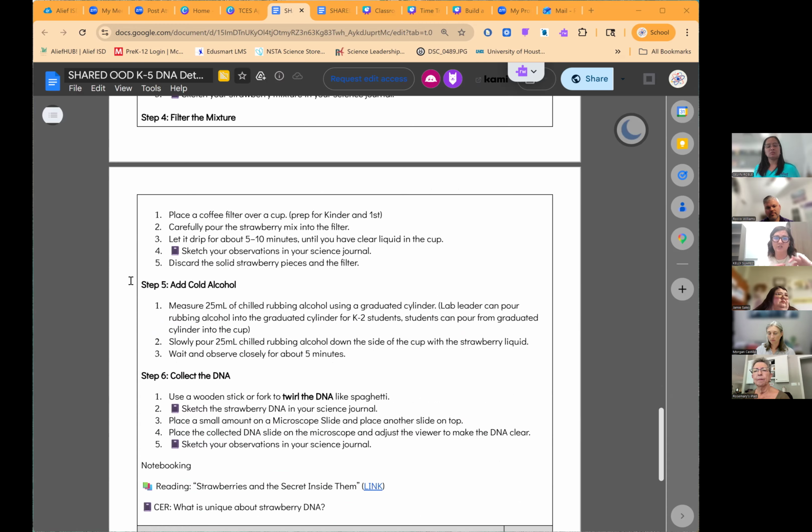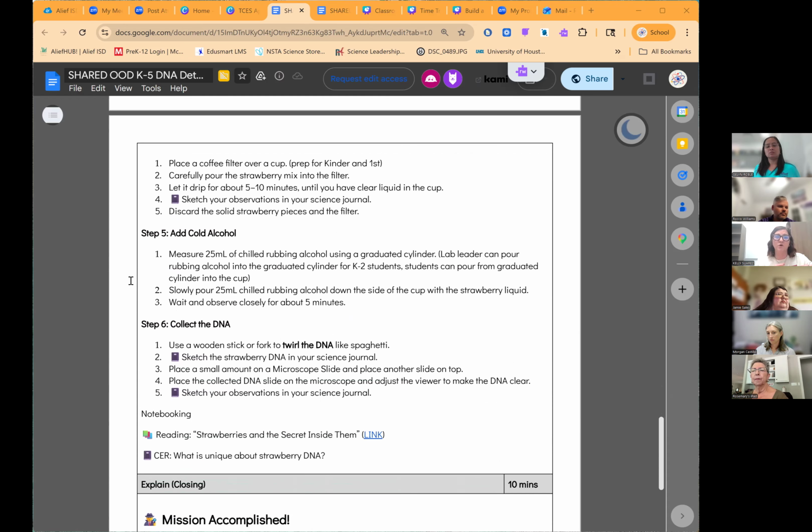And then they will add that cold alcohol. So you will need some place to chill it. A freezer is great right before you use it, for maybe like 30-ish minutes. Once you pour in that alcohol, you'll see the DNA start to clump together, which is really exciting.